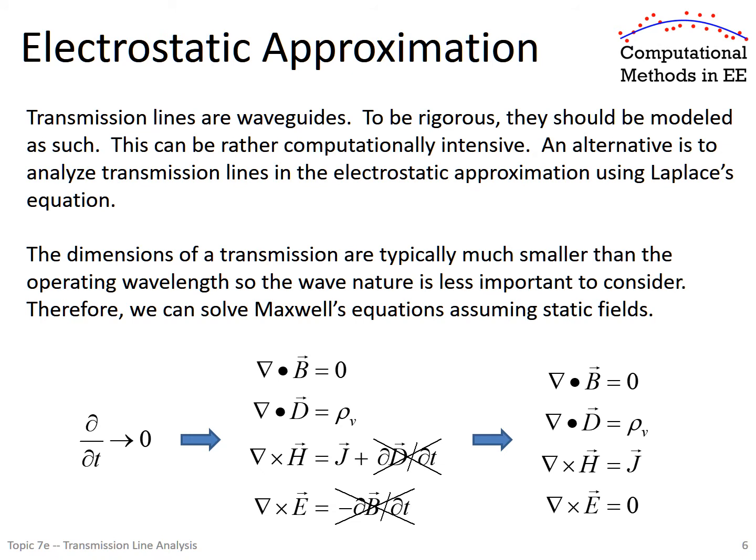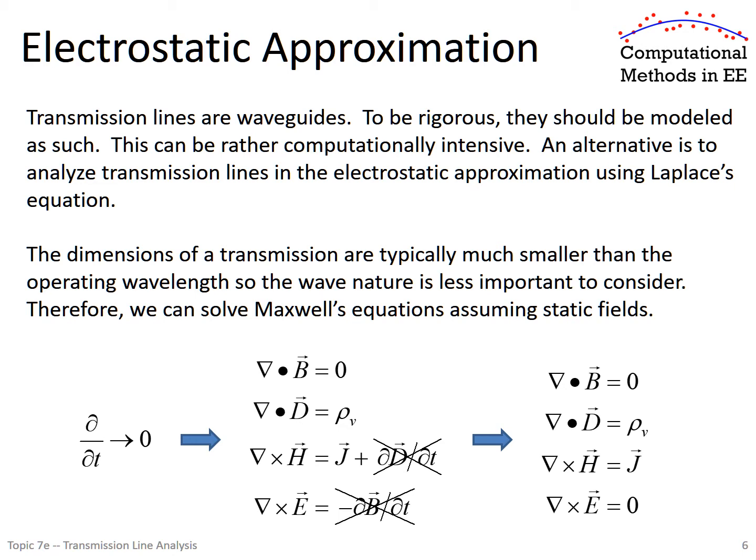For our analysis, we are going to make an electrostatic approximation. That is, analyze this at DC. Now, transmission lines can be used at DC, but they're not really. So why is it still sort of accurate to analyze these with the electrostatic approximation? And that's because the transmission lines are usually so incredibly small relative to the wavelength of the signal that the wave nature just can't manifest itself on the scale of the transmission line.